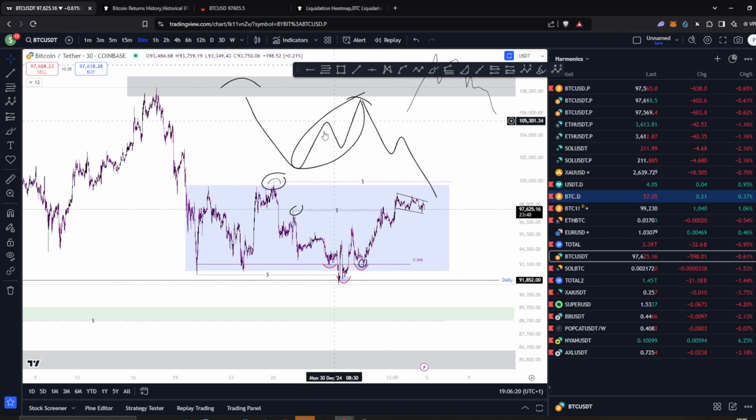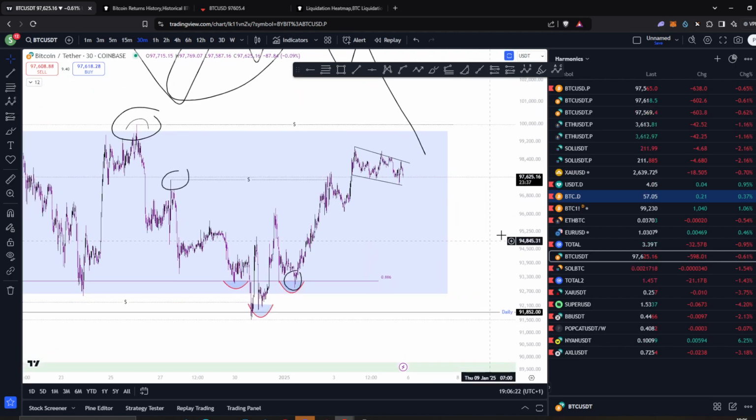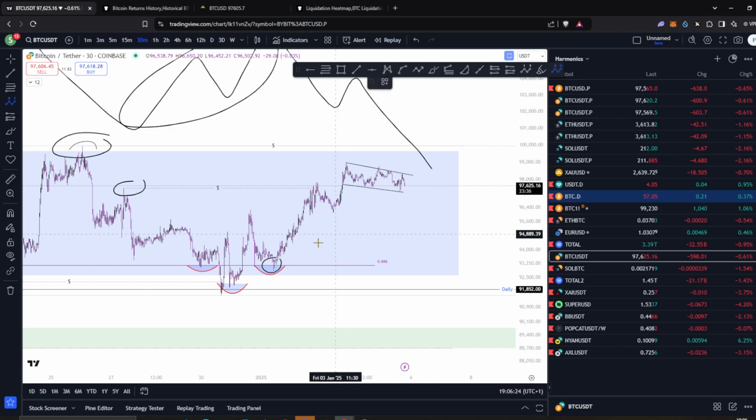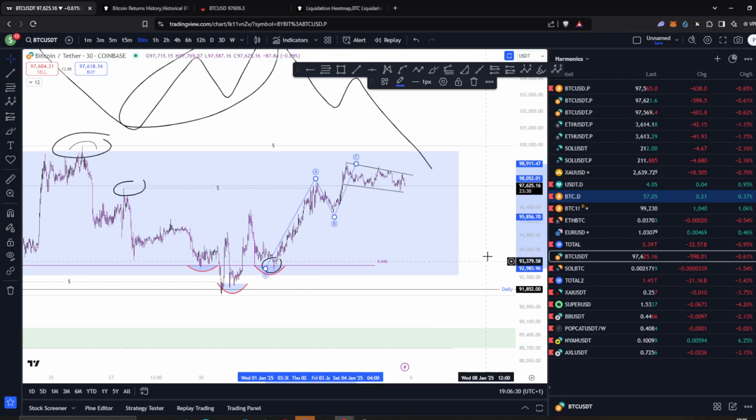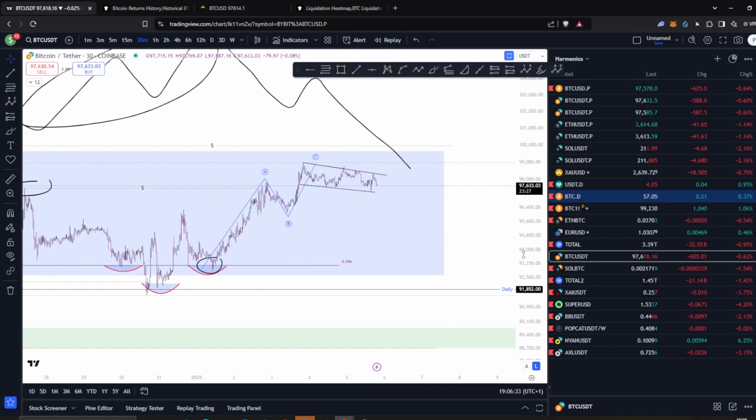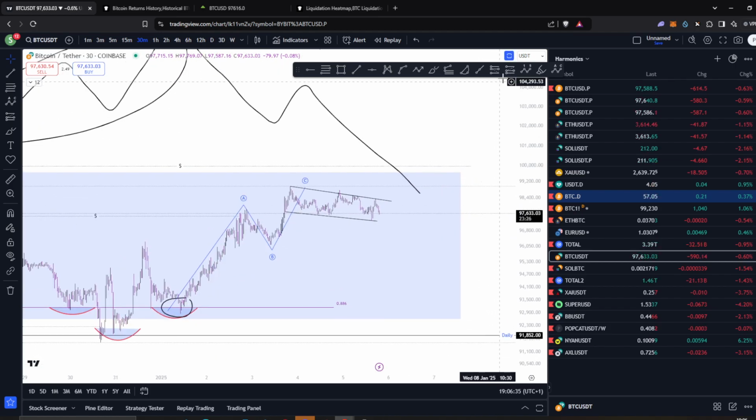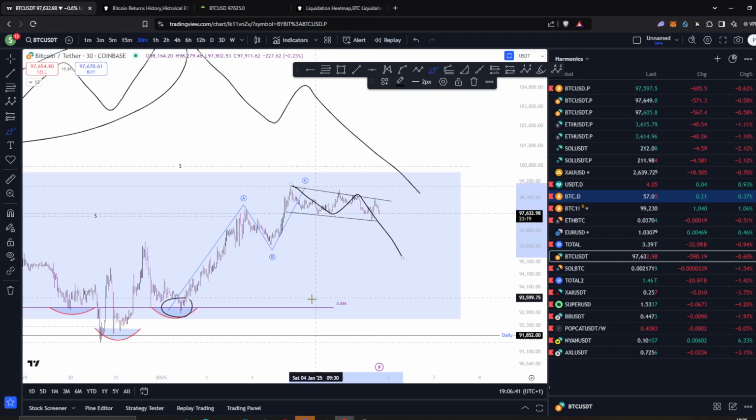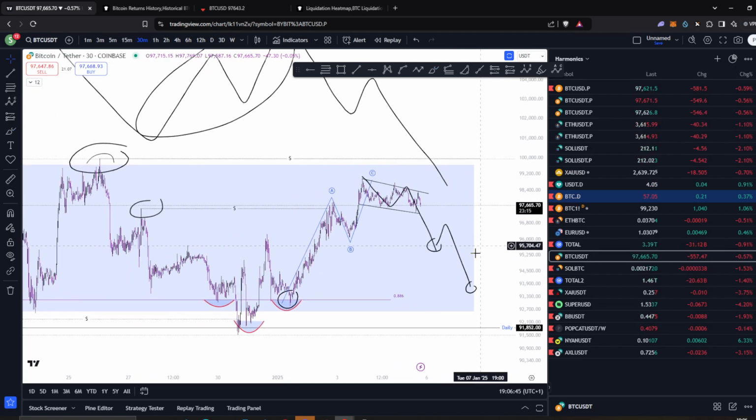So this is more likely with our current structure, just because you have this big impulse towards the upside here as a potential A wave, B, C, which does sort of push us into saying that this is more likely to be a 1, 2, 3, then you get your 4, 5 wave towards the downside.